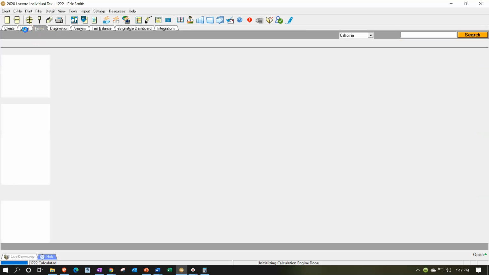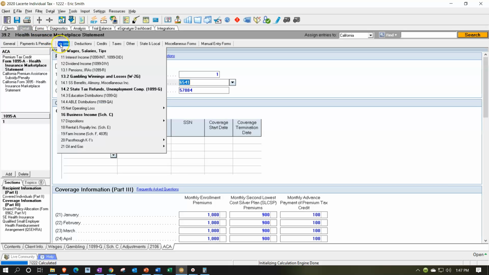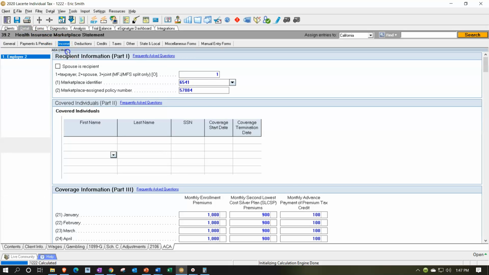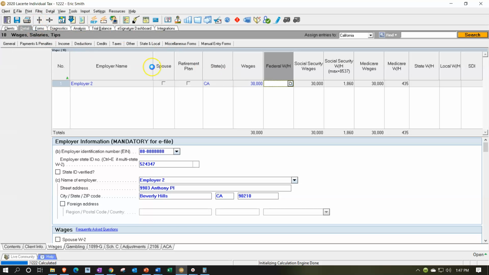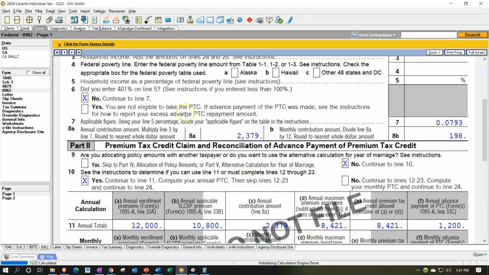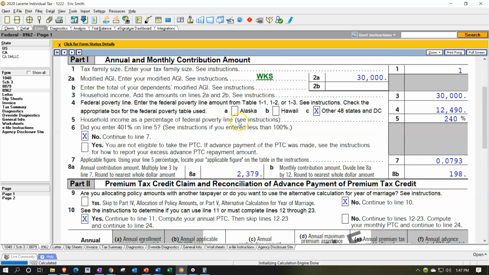So let's lower the income now. Let's say, what would happen then if we bring the wages down to like 30,000? I'm going to bring our item back on over. So now we have our calculation here of the 30,000, and I won't go into a lot of detail on the calculation.